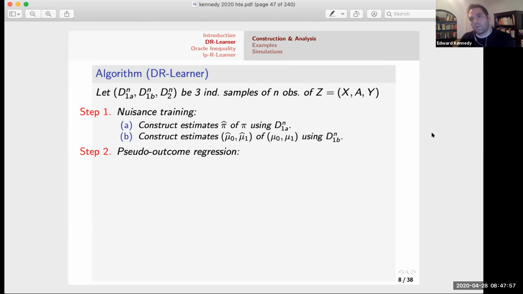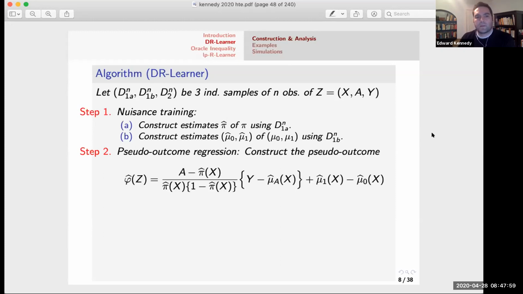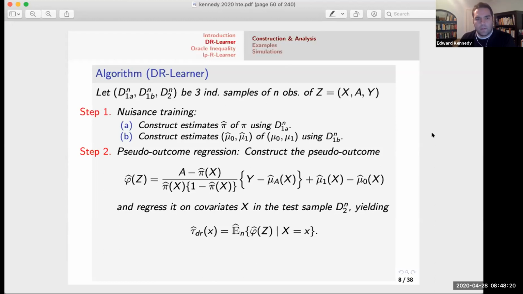And then in that third fold, we take these training estimates, we construct a specific pseudo outcome here, which is just the uncentered influence function for the average treatment effect. If you've used a doubly robust estimator, this is exactly what you average to estimate that sort of thing. And then instead of averaging it, we regress it on covariates in the third sample. And so I'm going to use this notation here, E hat n, which is just going to denote some generic regression estimator.